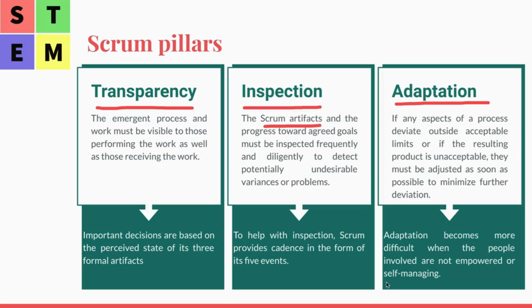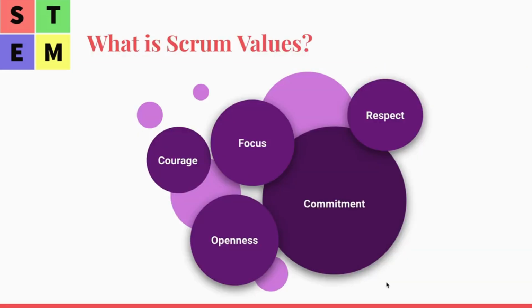Those are the 3 pillars of Scrum, and now the Scrum values: commitment, respect, focus, openness, and courage. Again, commitment. When the Scrum team members are committed to the tasks they do within the sprint, they are committed to finishing those tasks. So that's one aspect of commitment.